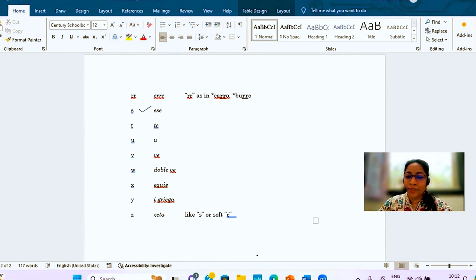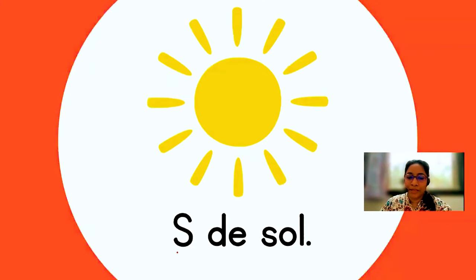S is simple ese in Spanish. Let's look at one example. Ese. And the word that I've taken is sun. Sol. Pretty much the same as in English. When you're reciting the alphabets, we're going to say ese. When we want to say S, the word associated is sol.